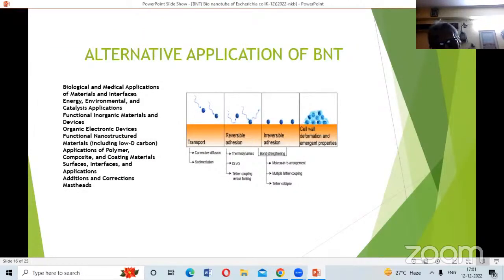This is an alternative application of BNT, how bacteria actually colonize on the surface of the human body as well as intestine and skin. You have seen a lot of skin diseases are also affected by the microbial process, and that has also been described properly, their settlement as well as their adherence.